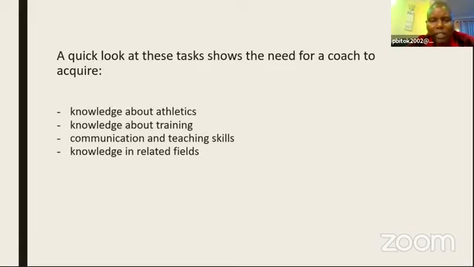A quick look at this task shows the need for a coach to acquire knowledge. This means you have to acquire knowledge all the time about your athletes. You must understand them. You must know what their advantage is and what you need to help with. Knowledge about the training: you don't come to training if you don't have any information about what you are going to do. Communication and teaching skills, I've said this before. We must always have good communication when dealing with players. And then we have knowledge in related fields.